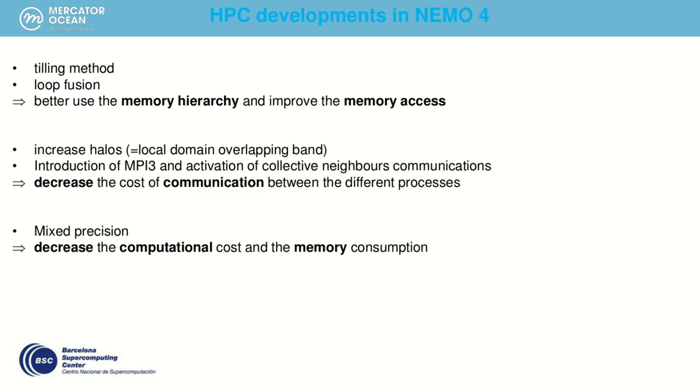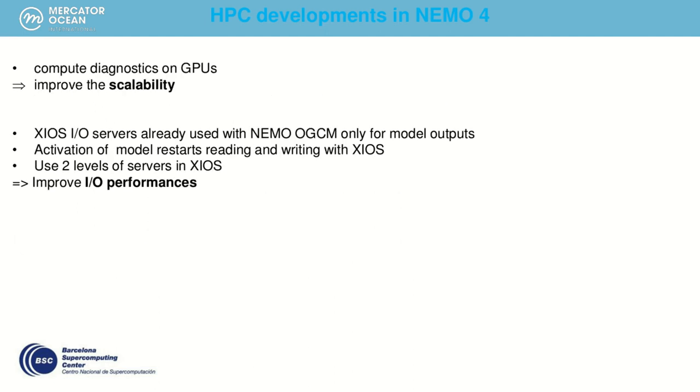So first, using tiling, which is cache blocking techniques, and using fusion to better use the memory hierarchies and memory access. Increase halos and introduce PA3 to decrease the cost of communication. Use mixed precision to decrease the computational cost and memory consumption. Compute diagnostics on GPUs to improve the scalability. XIOS servers are being used, but the active model restart reading or writing from XIOS are used to level of servicing. ESiWACE can improve the I/O performance.